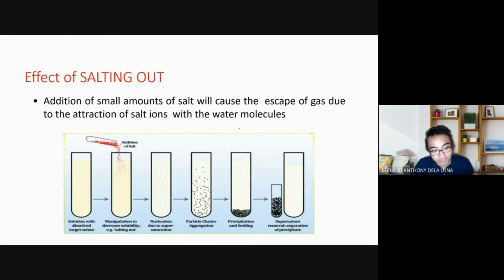Next one, class, is the salting out effect. Are you familiar with this term? Salting out? Not so much. Usually, class, when we say salting out, especially if the solvent we use is water, salting out is the addition of small amounts of salt, causing the gas that has been dissolved in the liquid to escape. What happens here? Just imagine it like this, class. Let me change the color, just a moment.